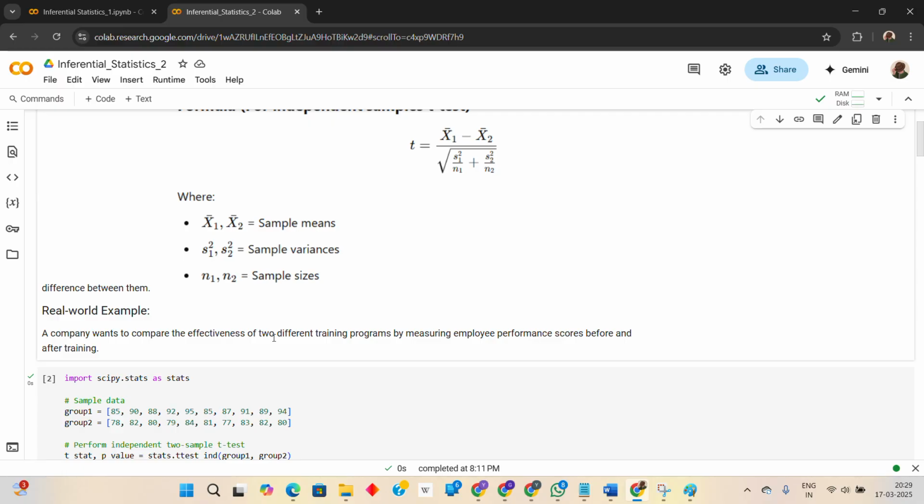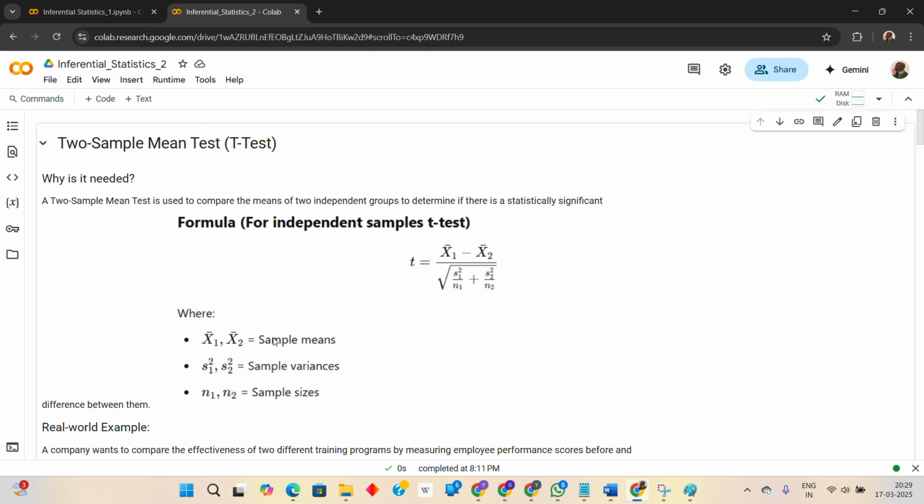So whenever you want to compare the effectiveness, or compare the means of two independent groups, you have to immediately remember this concept: the two sample mean test. Okay, what is the formula to do this?